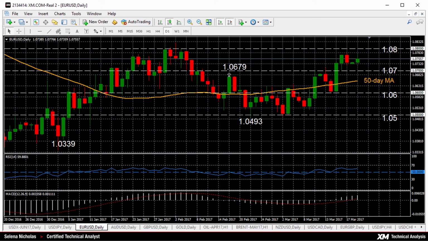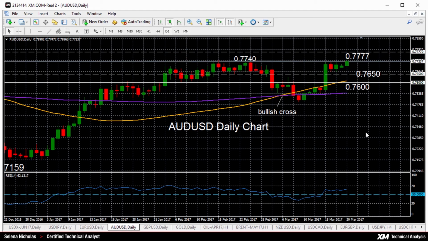Now, finally, let's look at the Aussie dollar, Australian dollar against US dollar. We could say in the last month or so, it had a neutral bias, but could shift to a bullish phase once prices break above 0.7740, close above this, and rise back above a key level of 0.7777.